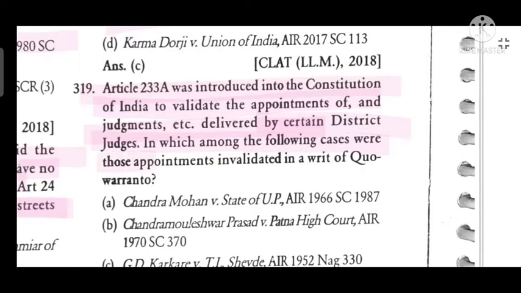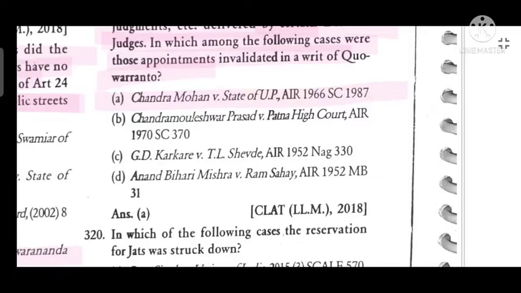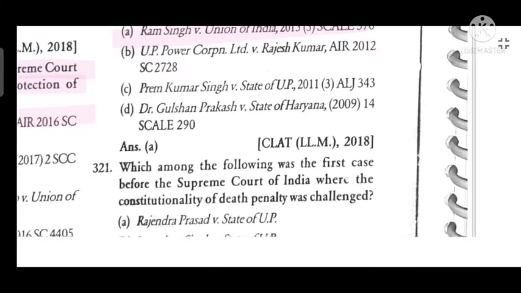In which one of the following cases were those appointments invalidated by a writ of quo warranto? Chandra Mohan versus State of UP 1966. In which one of the following cases was reservation for the Jats struck down? Ram Singh versus Union of India 2015.